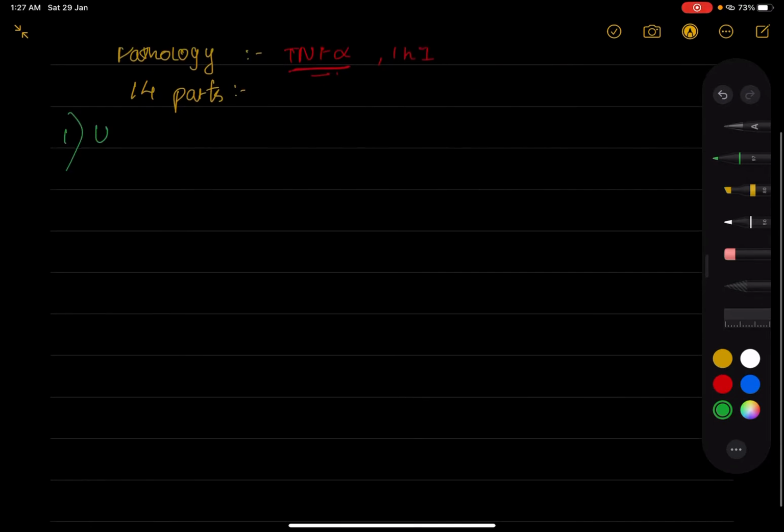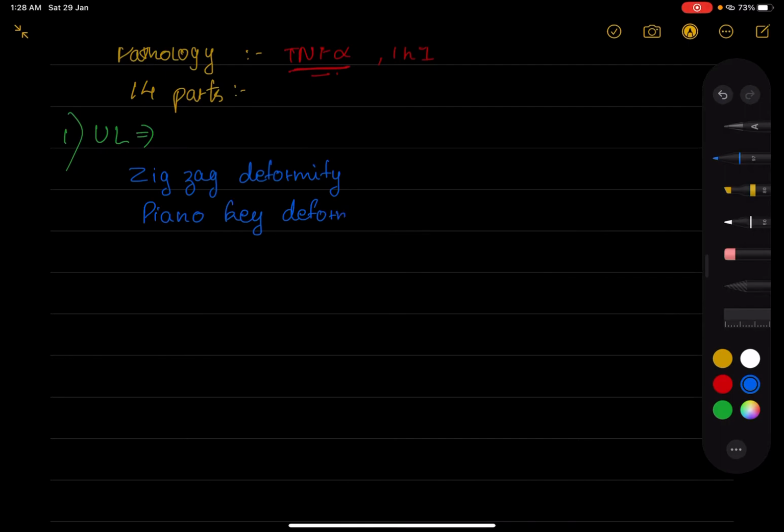First and the most commonly involved one is the upper limb. In the upper limb, the first deformity that we see is zigzag deformity, followed by piano key deformity, followed by subluxation of MCP. So these three are false deformities.